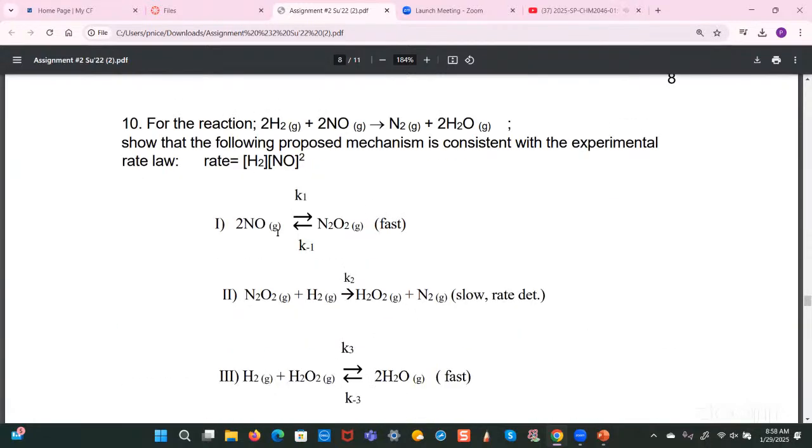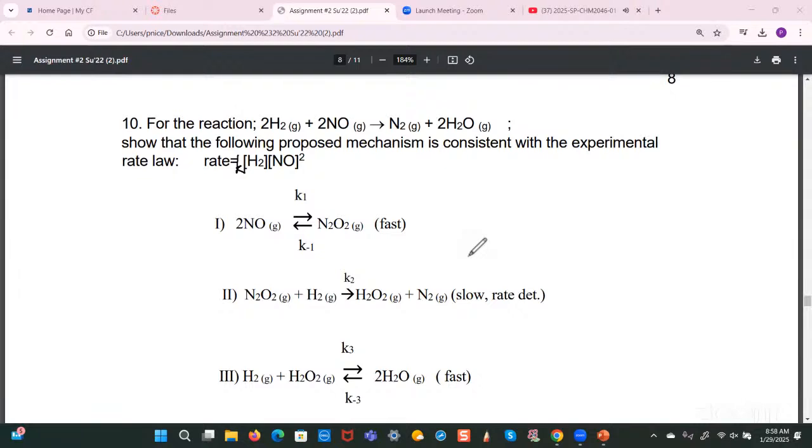Okay, now this one has also another typo. Let me tell you where that is. There should be a K right here, so please make a note of it. A K should be right here. Rate is equal to K times the concentration of H2 times the concentration of NO squared, all right?